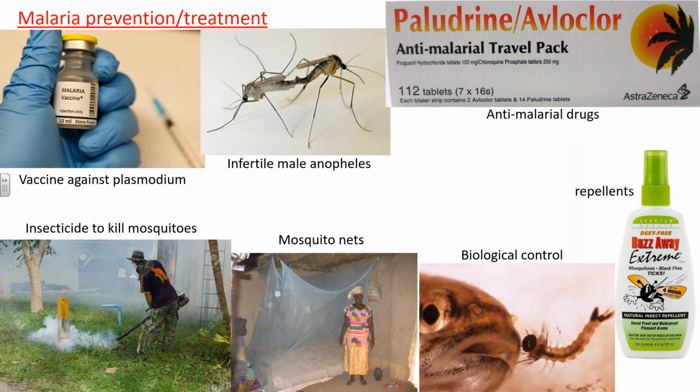And quite a clever way of doing this is that we can release infertile male Anopheles mosquitoes into the wild. They will mate with the females, and once the females are mated they won't mate again, and because they've mated they won't have fertilized eggs, and therefore they won't lay any more eggs, and that will reduce the number of mosquitoes. This has got some success, but it has to keep being repeated, and that of course has a cost.